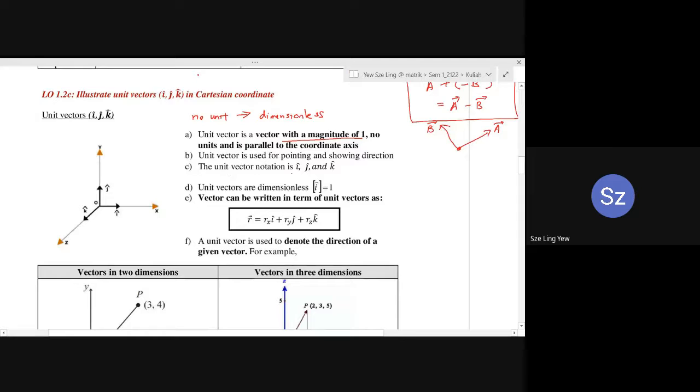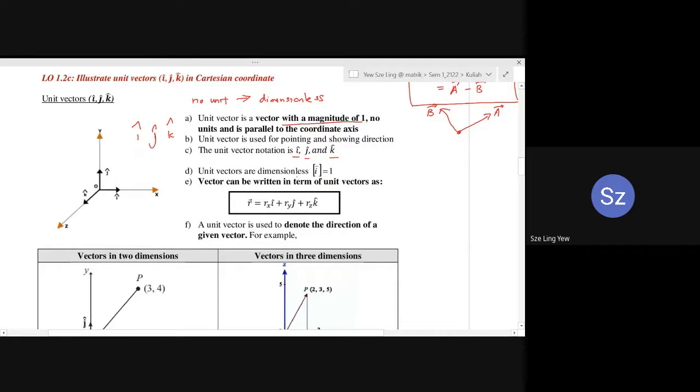And for the unit vector notation, we use i, j, and k with a hat. Okay, a hat is something that looks like this. Okay, this is i hat, and then this is j hat, and then this is k hat. So unit vectors are dimensionless, as I told you just now, because they have no unit.